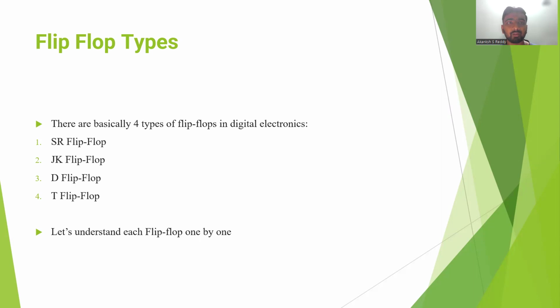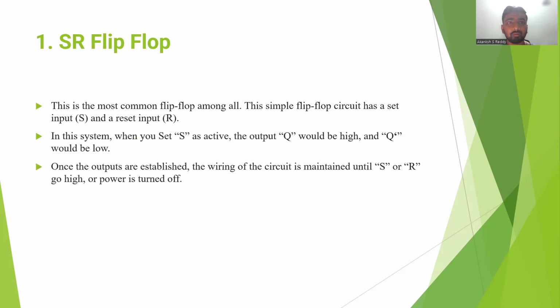Types of flip-flops. There are four types of flip-flops in digital electronic circuits: SR flip-flop, JK flip-flop, D flip-flop, and T flip-flop. Let's understand each flip-flop one by one. The SR flip-flop is the most common flip-flop among all. This is a simple flip-flop circuit with a set input and a reset input. In this system, when you set S as active, the output Q would be high and Q-bar would be low. Once the inputs are established, the state of the circuit is maintained until R goes high or power is turned off.